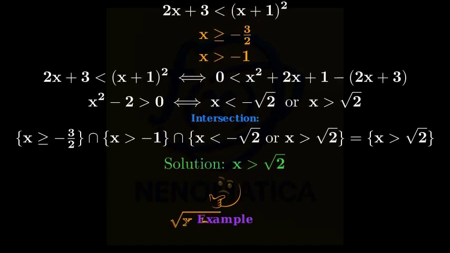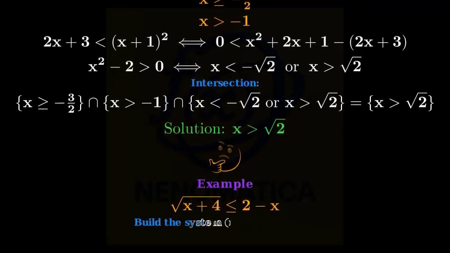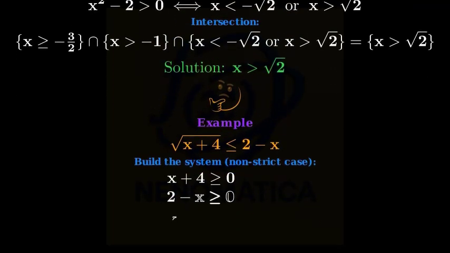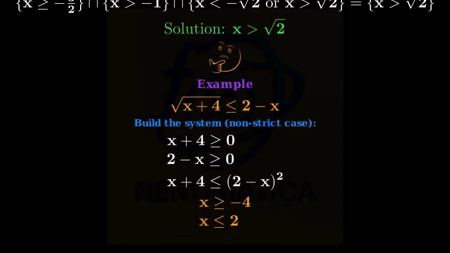Now, a non-strict example that follows step 2. Build the system using the non-strict rule. First, x plus 4 is greater than or equal to 0. Second, 2 minus x is greater than or equal to 0. Third, x plus 4 is less than or equal to the square of 2 minus x. Solve the first two: x greater than or equal to negative 4, and x less than or equal to 2.